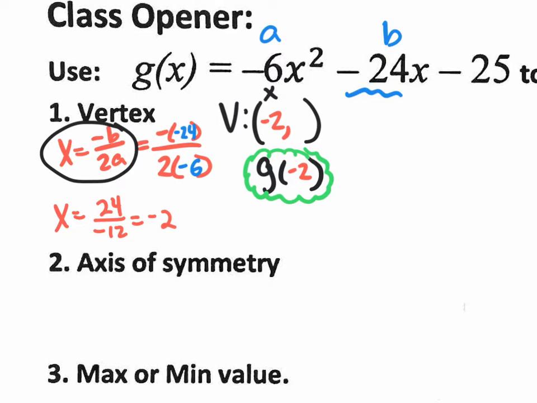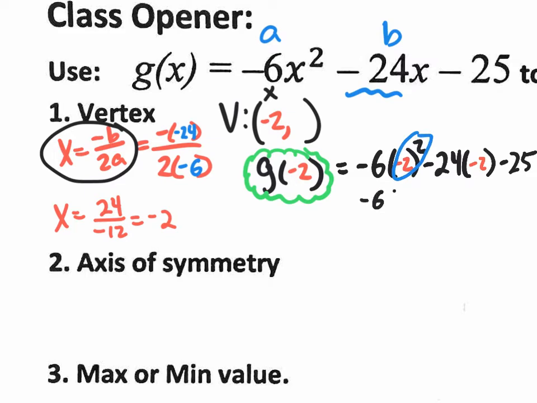So let me plug it in. We have negative 6x squared minus 24x minus 25. So we are plugging in a negative 2 into those parentheses. And doing the math, you start with exponents. Negative 2 squared is positive 4. So you will have negative 6 times positive 4, which is negative 24 as the first term. In the second term, we have negative 24 times negative 2. That's going to be a positive 48. And then bring down the minus 25 at the very end.